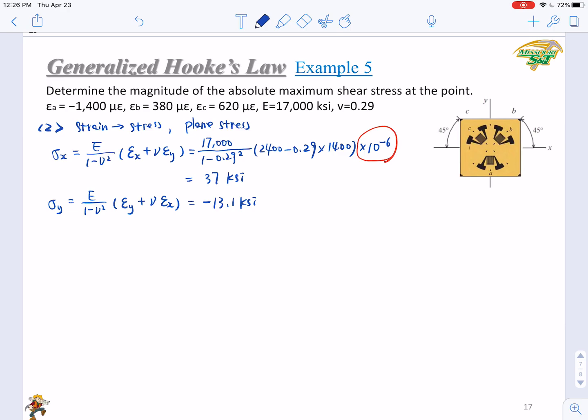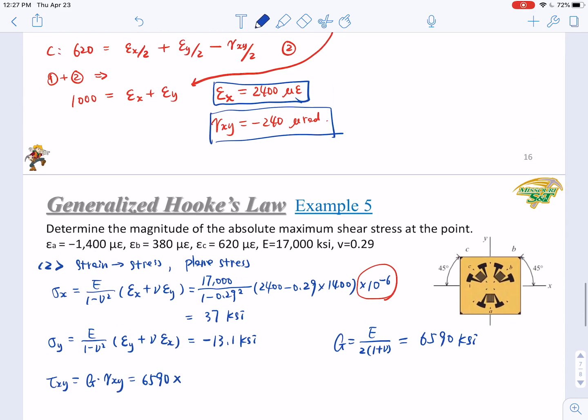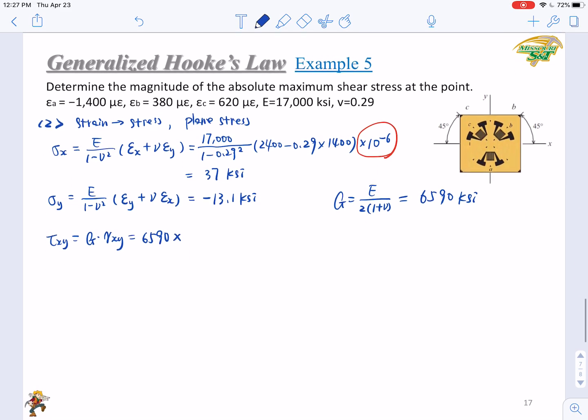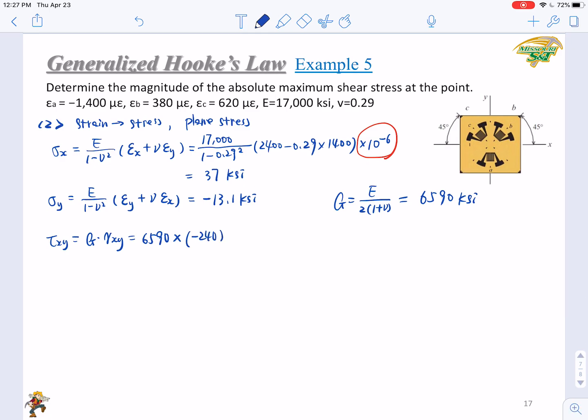Then the tau xy. Tau xy equals G gamma xy, right? So the G, in the same way, G equals E over 2 times 1 plus nu. So you have 6590 KSI. Here it just says 6590 times gamma xy. Gamma xy here is negative 240 microradian. So you will have negative 1.58 KSI.